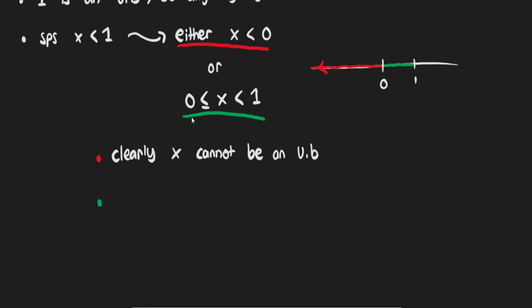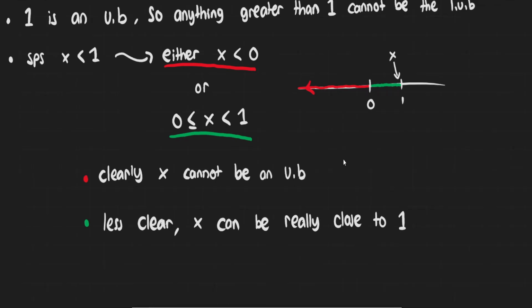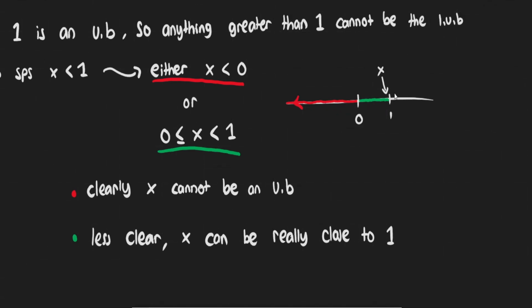So the green one is going to be a little bit more complicated. It's going to be less clear. And that's because x can be really close to 1. So x could be over here. And when we ask the question of whether or not x can or cannot be an upper bound, it's going to be less obvious this time, right?